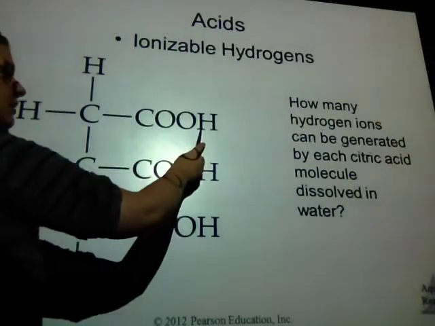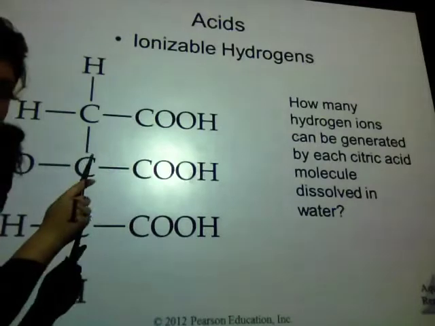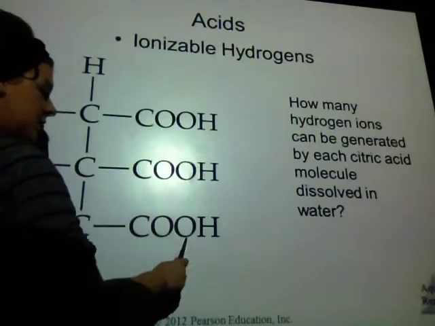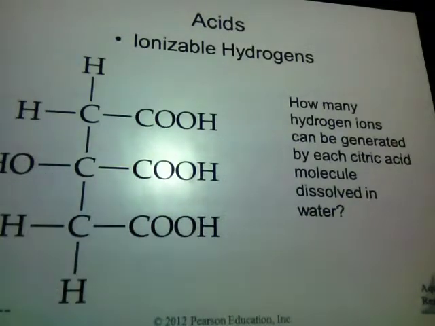I have this hydrogen bonded to, again, an electronegative element, oxygen here. Same thing here, same thing here. So an ionizable hydrogen is a hydrogen that will be generated, or a hydrogen that will dissociate in an aqueous solution, as long as I see that it's attached to an electronegative element. So oxygen is a good one.